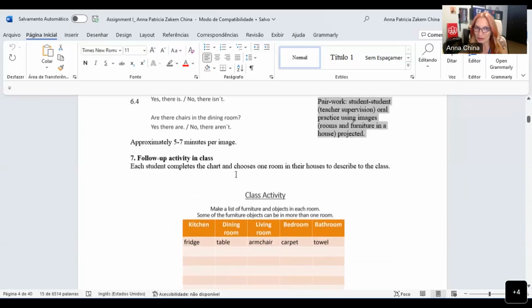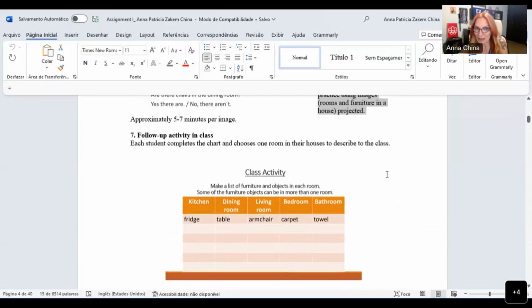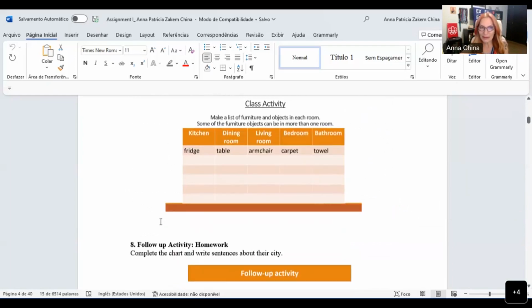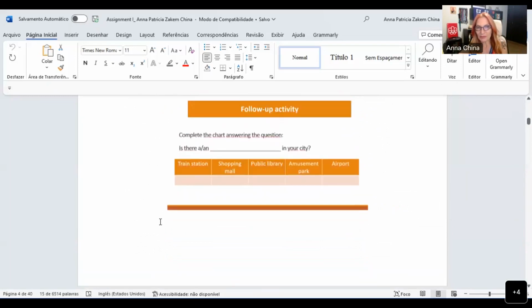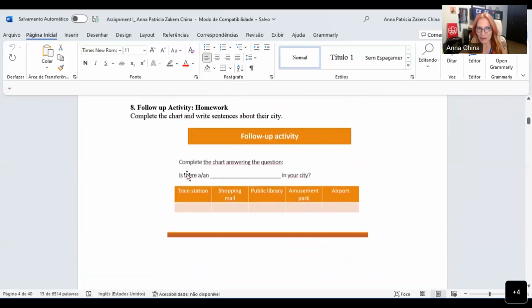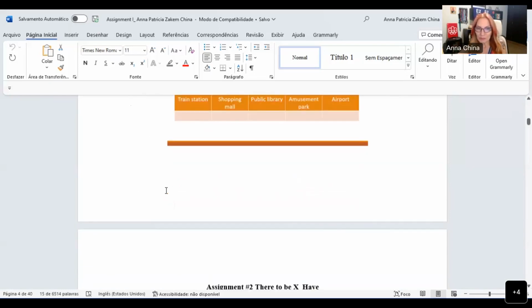Then the follow-up activity. Each student will complete the chart and choose one room in their houses to describe to the class. So they will make a list, and then they will say, in my kitchen, there's a fridge, a freezer, a table, 4 chairs, and so on. And then the homework is the follow-up activity, where they have to complete the chart answering the question. I also post this on Teams, we use Teams for homework.